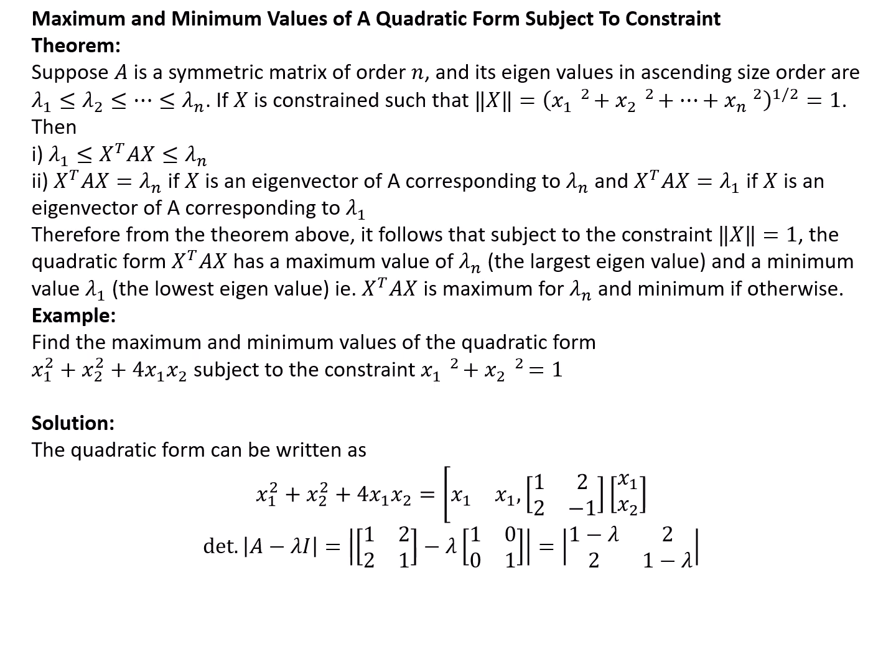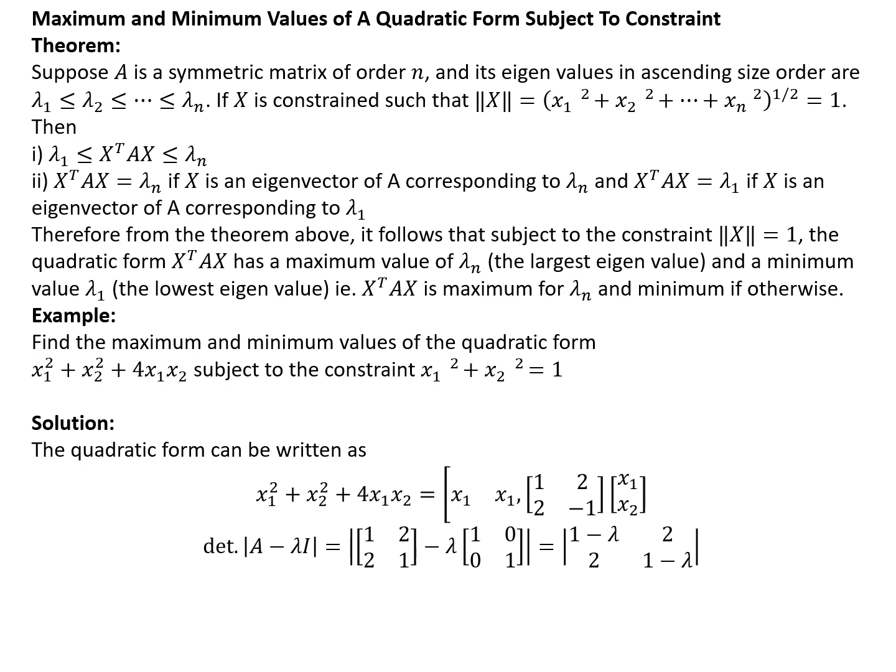And a minimum value of lambda 1, meaning the lowest eigenvalue. That is, the transpose of x multiplied by Ax is maximum for lambda n and minimum otherwise. Those values of your lambda will determine the maximum and the minimum value.